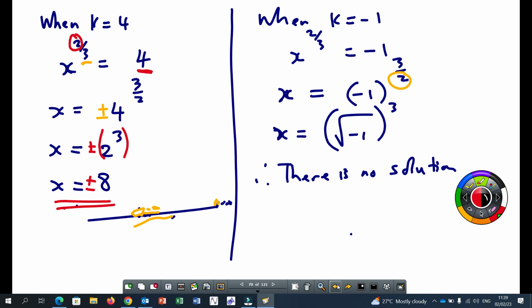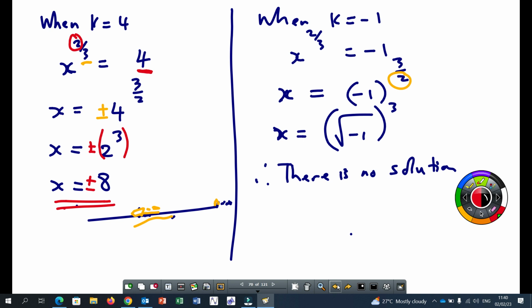If there are 2 solutions, then you must get 2. You must get 2 solutions. You don't get the same mark. If there are 2 solutions, unless you get 2 solutions that are 8 and minus 8, maybe that's when you can get a mark.